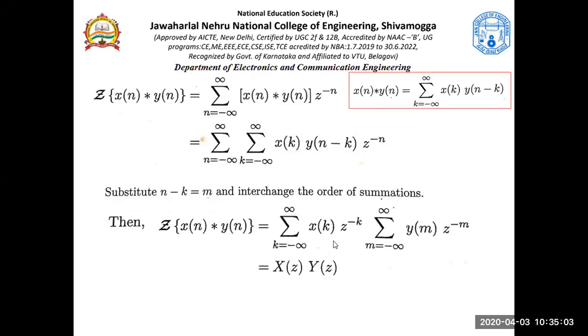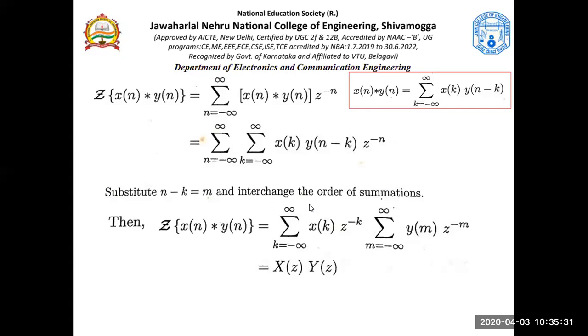See here, I think I should have brought in another step, which I'll bring in when I post these PPTs for your reference. I should have brought another step here by substituting n minus k as m. If this is m, this is z to the power minus k into z to the power minus m. So z to the power minus k is associated with x of k, and z to the power minus m is associated with y of m. This is how it is going to look.